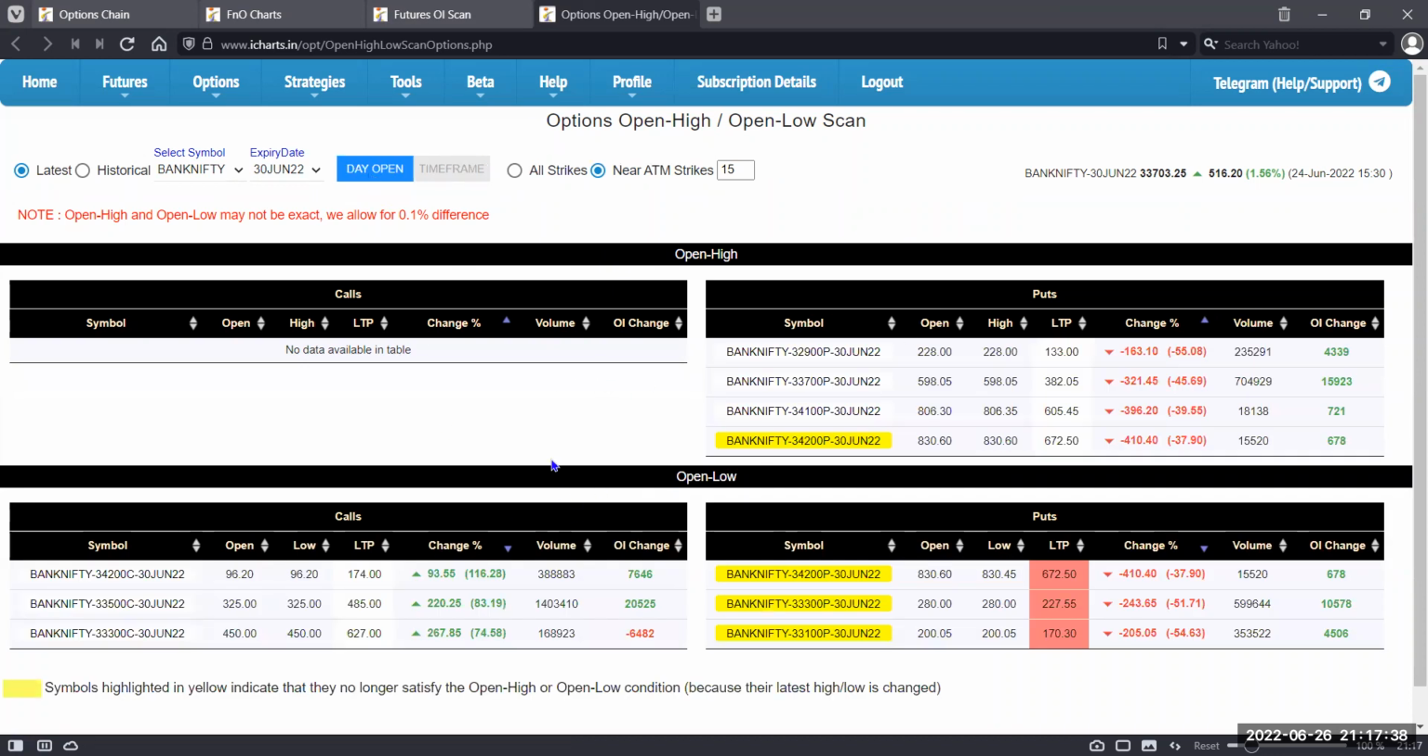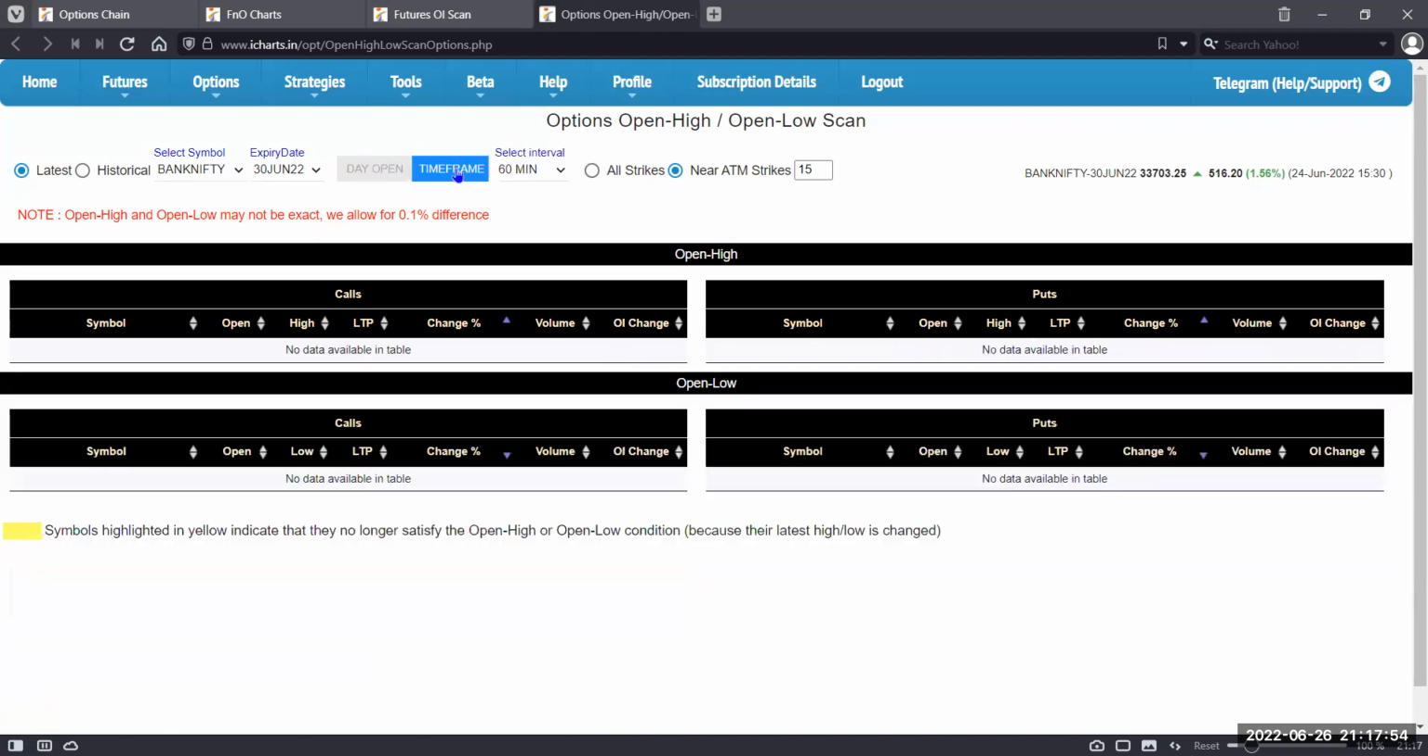Okay, so open high, open low. Is this clear? Yes, sir. So you said day open or time frame? Yeah. Day open means the day's first 1 minute bar, whose high and low are checked. And when you say time frame, it is the most recent candle's first minute. Like if you select this at 11:30, the 11:00 bar's open high and open low are selected and checked for open high, open low.